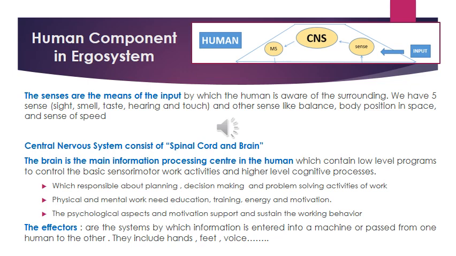Human component in ergo system consists of input, sense, central nervous system, which is CNS, and motor sense, MS. The central nervous system is involved in receiving information about the environment around us through sensation and generating responses to that information, motor responses.